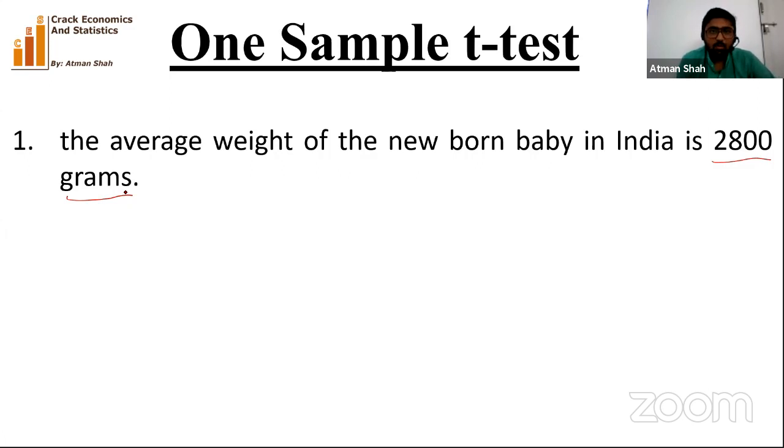An alternative hypothesis is the average weight of the newborn baby is significantly different from 2,800 grams. So this is how we can frame the null and alternative hypothesis.